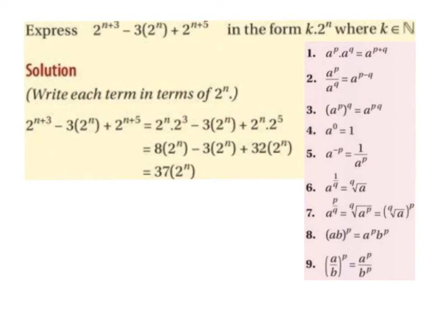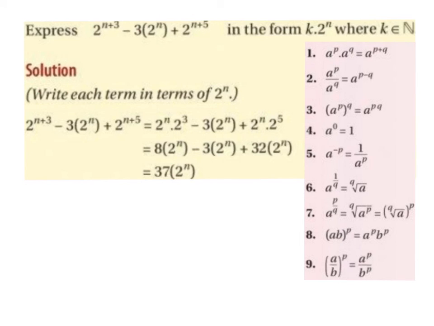Okay, so now we have 8 times 2^n minus 3 times 2^n plus 32 times 2^n. So this is just like having 8x minus 3x plus 32x. That would give us 37x, but we're not dealing with x's, we're dealing with 2^n. So 8 minus 3 plus 32 is 37, and this stays multiplied by 2^n.